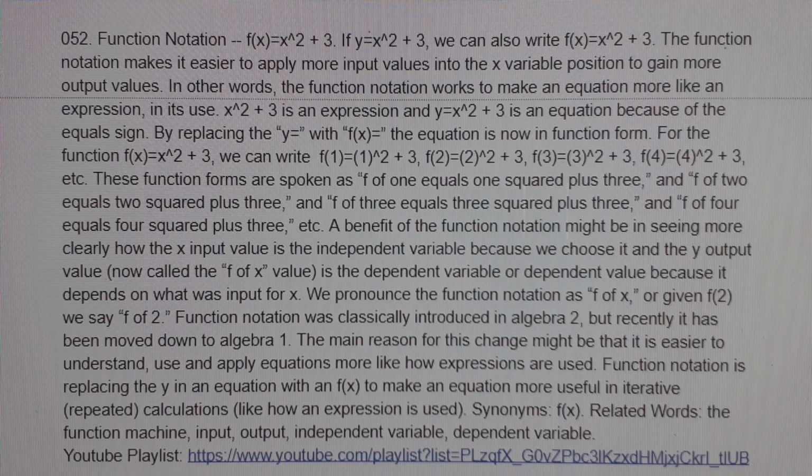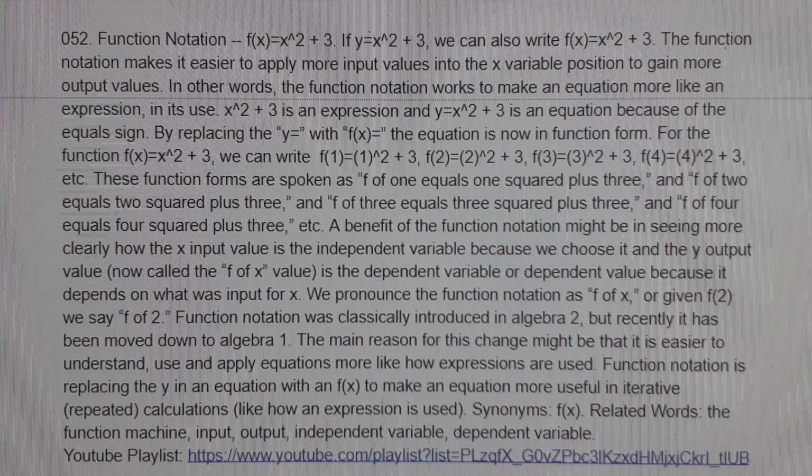A benefit of the function notation might be in seeing more clearly how the x input value is the independent variable because we choose it, and the y output value, now called the "f of x" value, is the dependent variable or dependent value because it depends on what was input for x. We pronounce the function notation as "f of x", or given f(2) we say "f of 2".